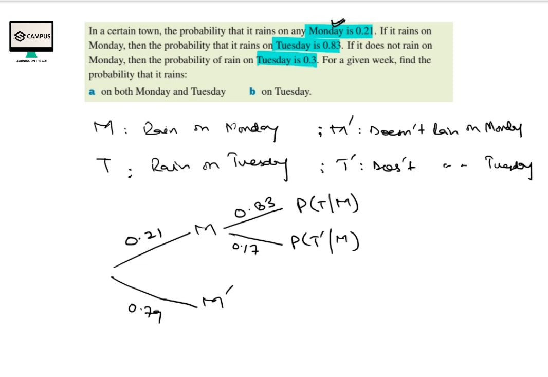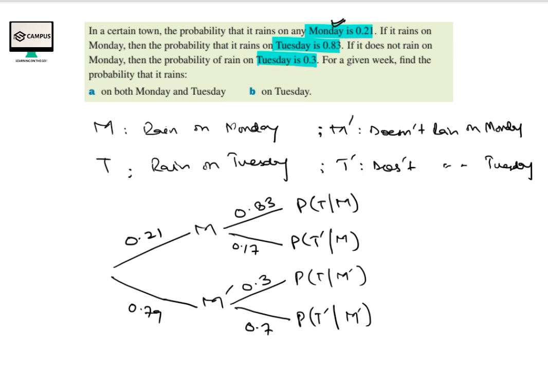And for the case when it does not rain on Monday, the probability of raining on Tuesday, given that it has not rained on Monday, has been given to us. That is 0.3. And for the complementary event, the probability that it does not rain on Tuesday, given that it has not rained on Monday as well, is 1 minus 0.3, right? So that is 0.7. So we have a well-defined tree diagram here.